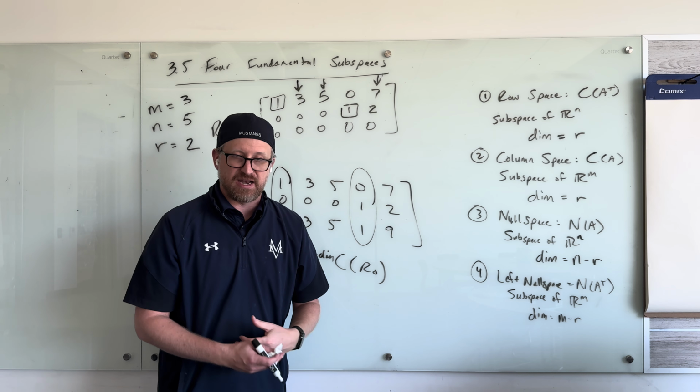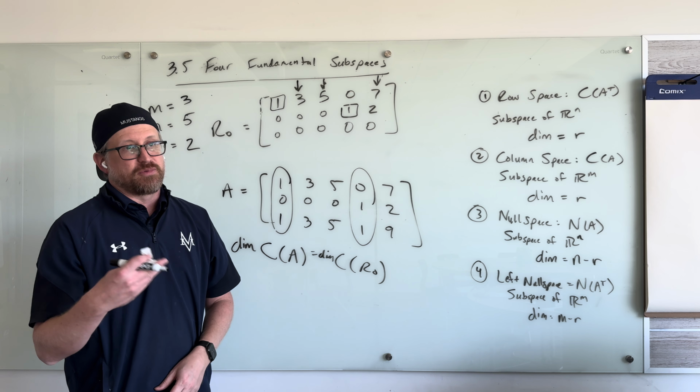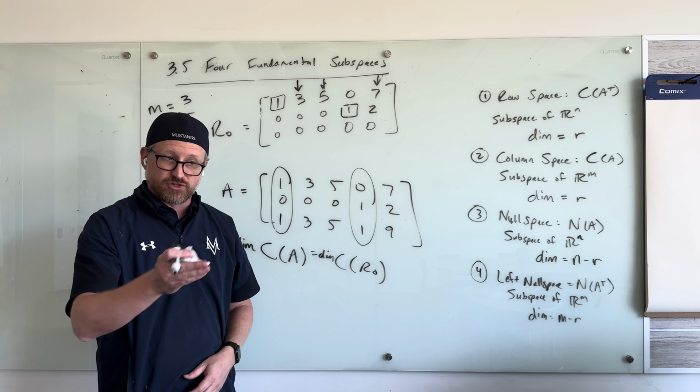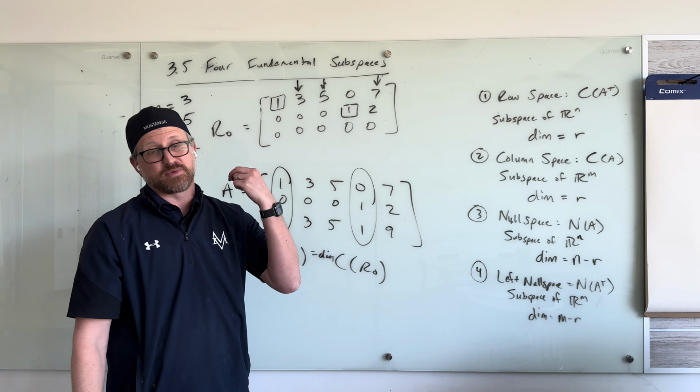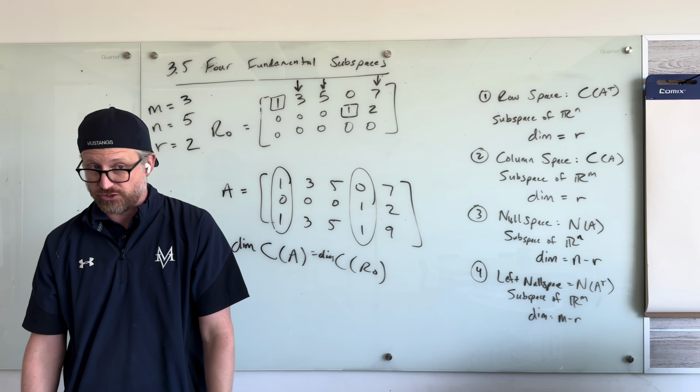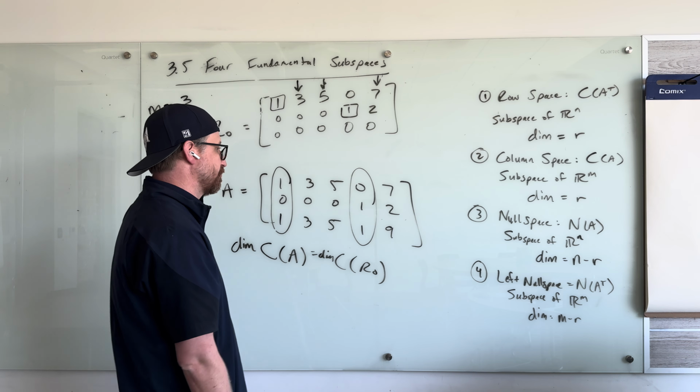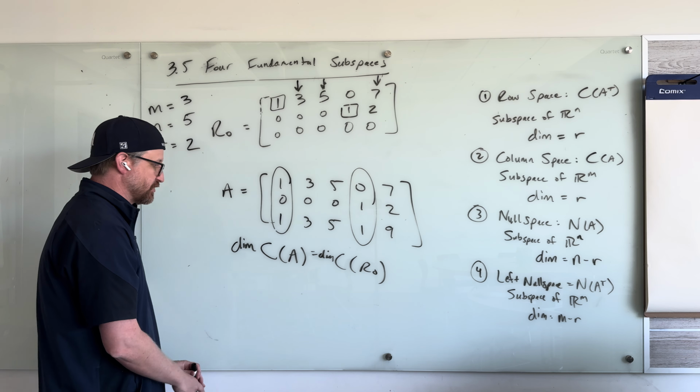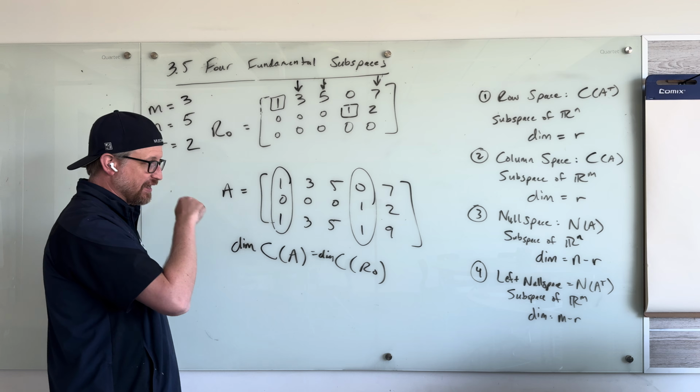Those dimensions can never be different, but the column spaces can be as we're changing the matrix. The row space will not change because elementary row operations will not affect it. And so that's one of the first things I really wanted to highlight.